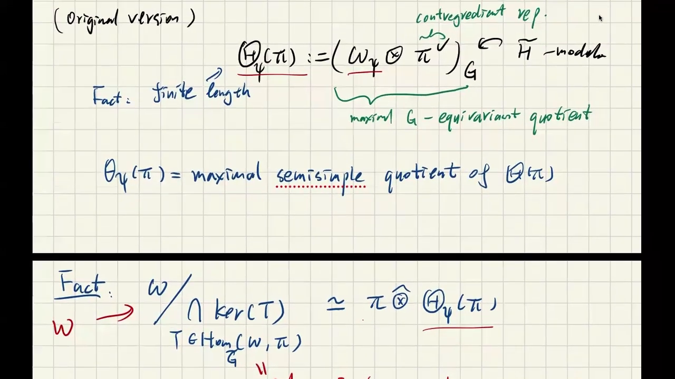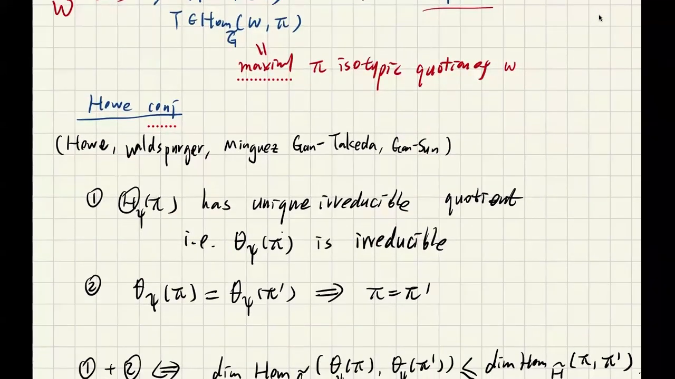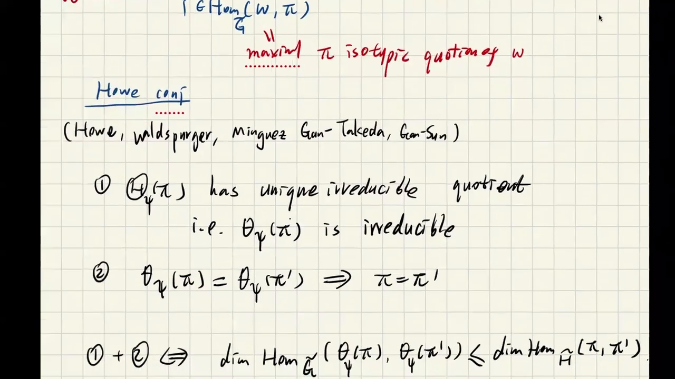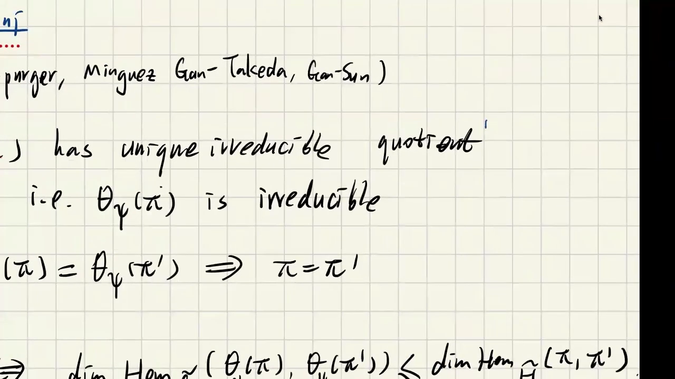Okay, right. So the Howe conjecture, or theorem, is saying that this big theta pi has a unique irreducible quotient. In other words, it says that the small theta pi is not only semi-simple but irreducible, if it is non-zero. And furthermore, if it is non-zero.